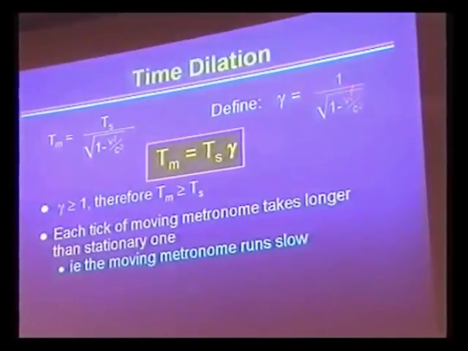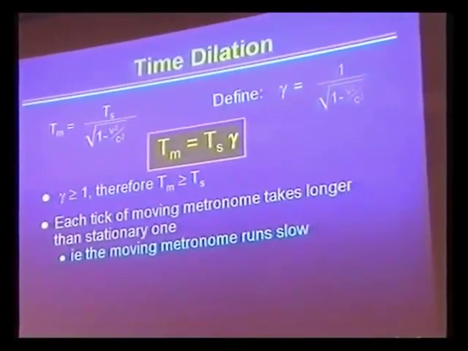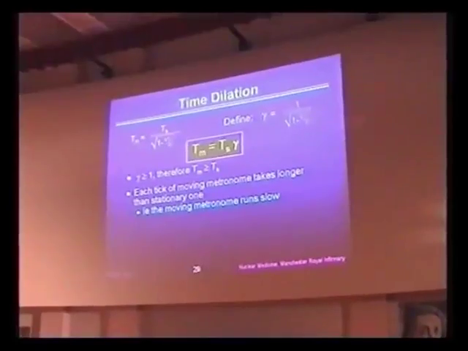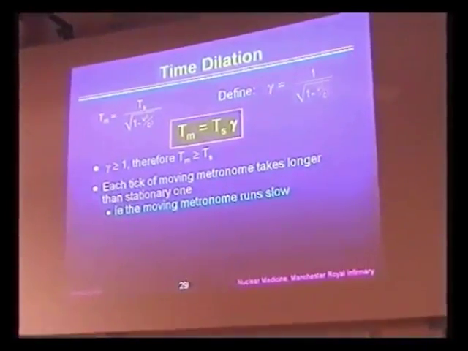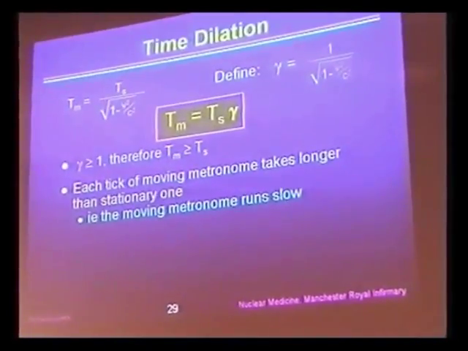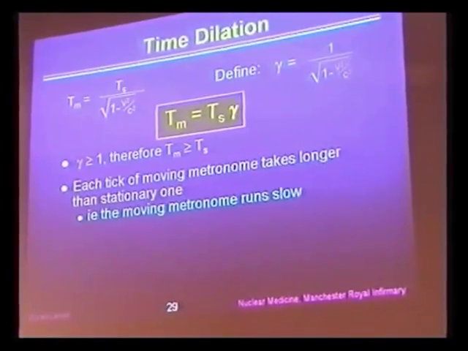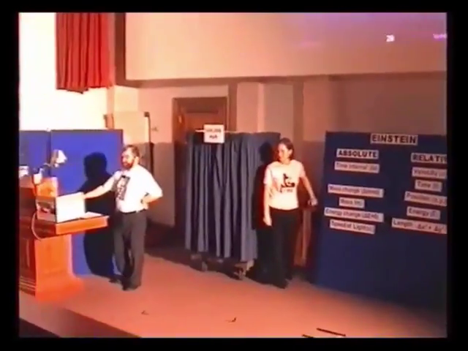Now, with this definition of gamma, it's not difficult to see, as long as v is less than c, that gamma must be greater than 1. That means tm is more than ts. So each tick of the moving metronome is longer than a tick of the stationary one, which means that the moving metronome runs slow. Now you say, well, that's probably a quirk of this rather odd clock. I've never seen a clock like that. Real clocks don't behave like that.